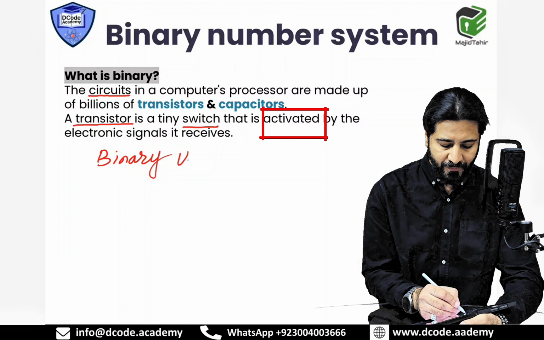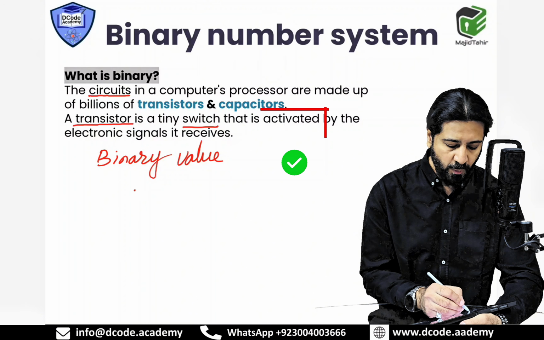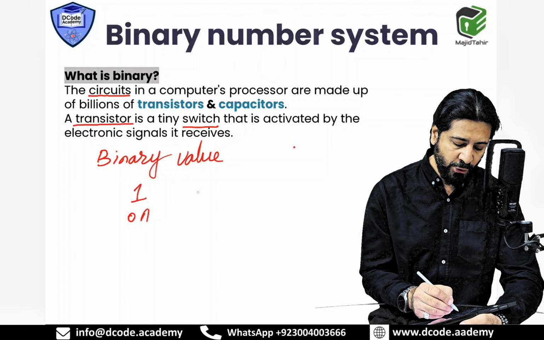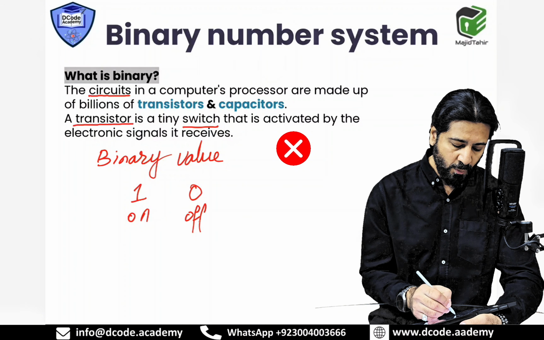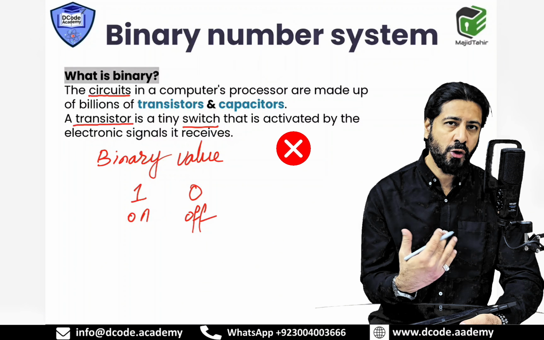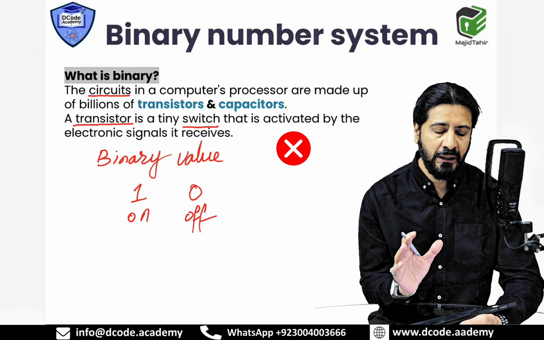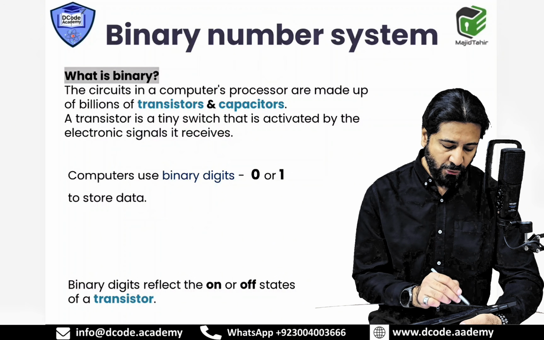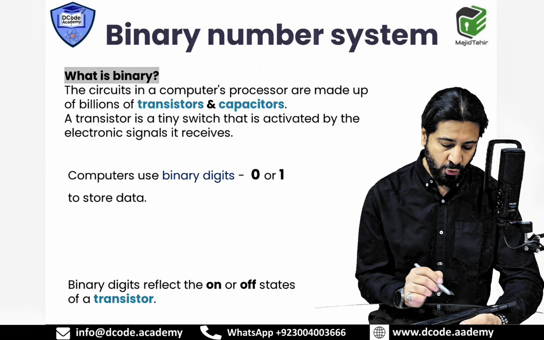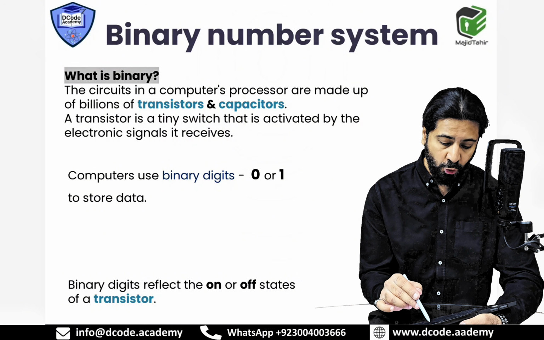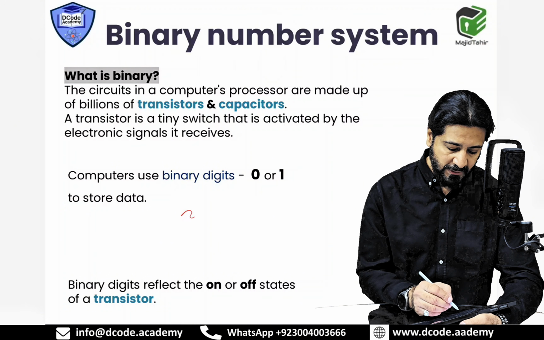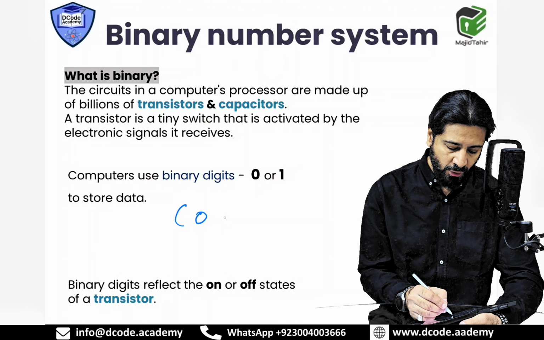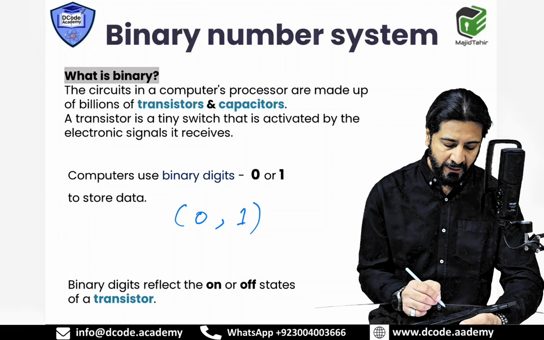So the binary value of 1 is when it is on. And when it switches off, it gives us a binary value of 0. When there is no current in the capacitor, it doesn't switch on the transistor, the value is going to be 0, and we will consider it as off. We just talked about how computers use binary digits 0 and 1 to store data, and there are only two possible states in binary. As we have just seen, in binary we have only 0 or 1. So there are only two possibilities.